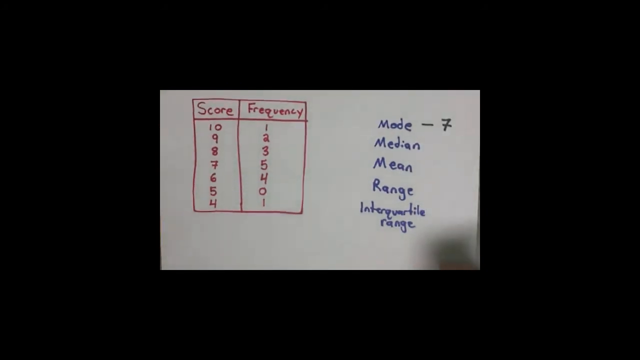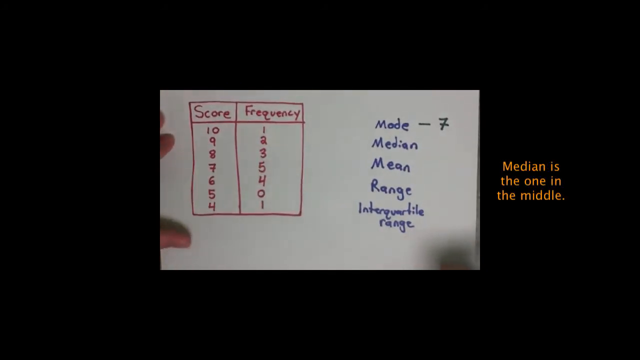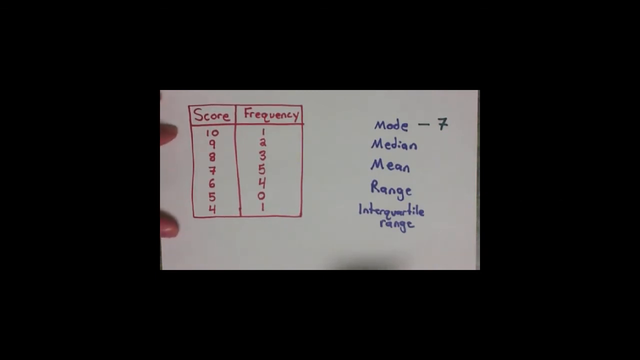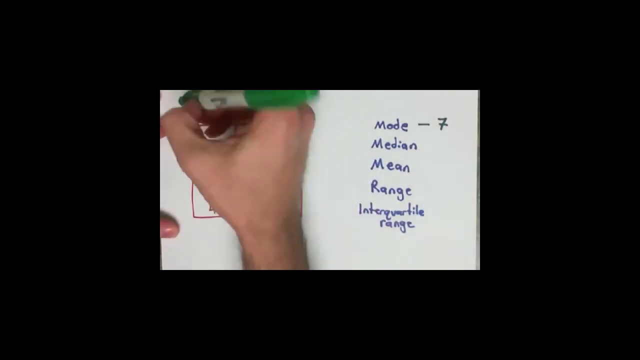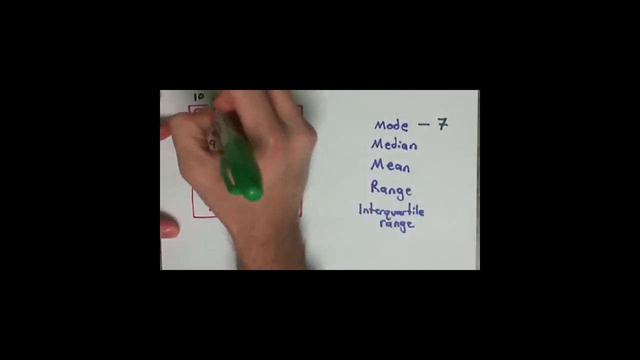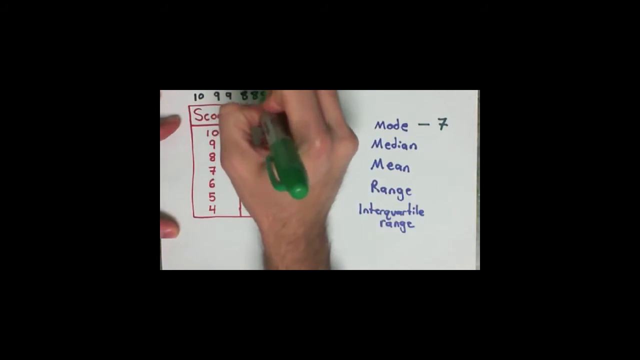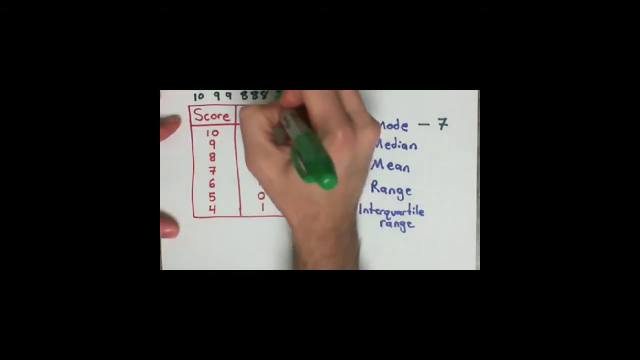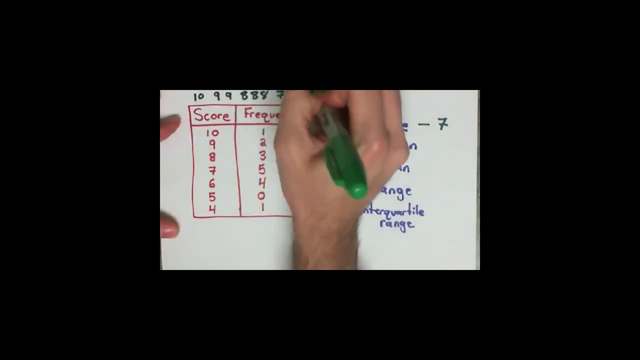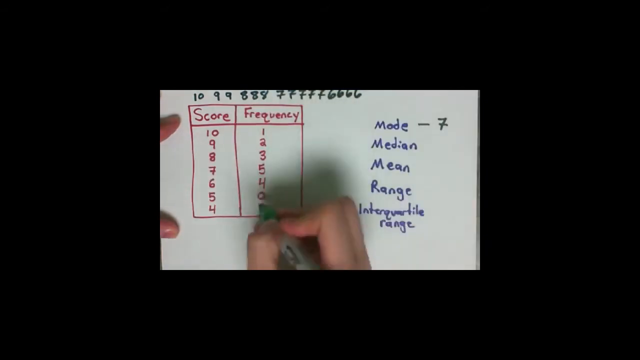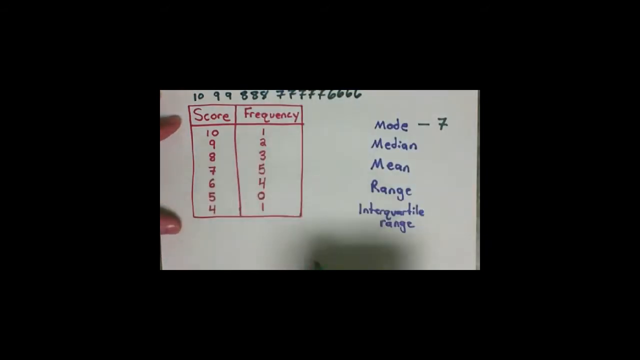The median's going to be a little more challenging to find. So I'd like to know what's in the middle. Now, one option you definitely have that I would strongly recommend is to write them out. This tells me there's 1 10, there are 2 9s, there are 3 8s, there are 5 7s, 1, 2, 3, 4, 5, there are 4 6s, 1, 2, 3, 4. There are no 5s, so I'm not even going to bother writing it.